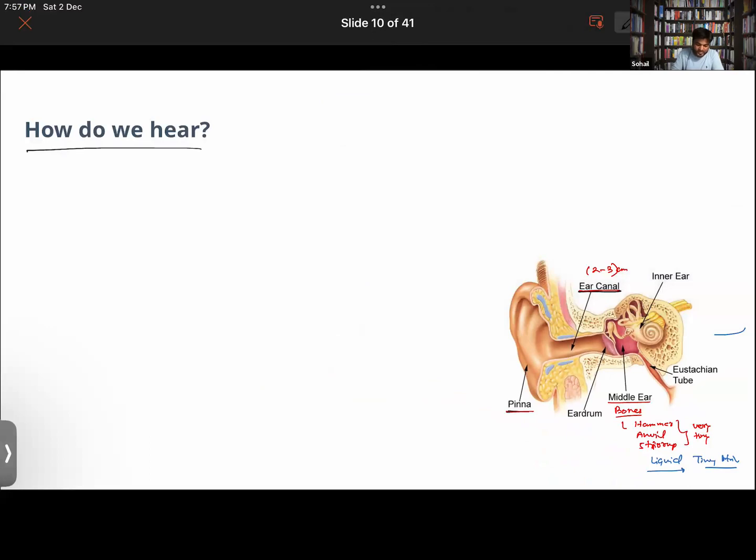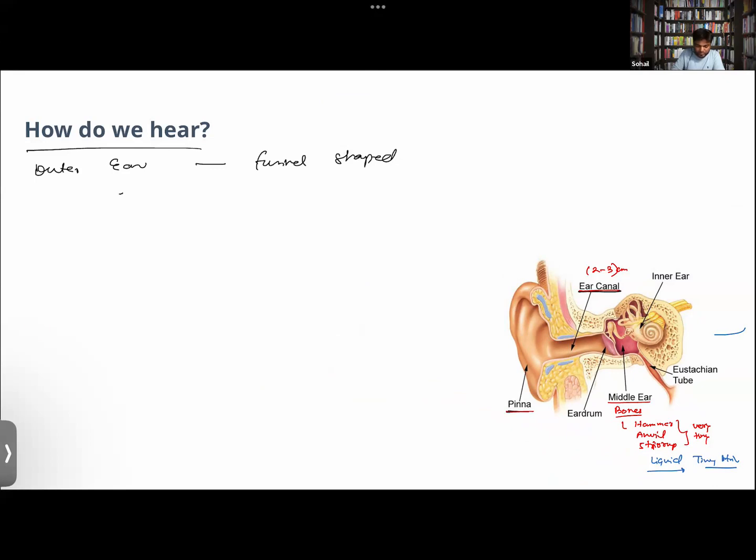So first thing is that outer ear, it's like a funnel shaped. Now we divide it into parts, so the human ear is divided into three parts. First one is the outer part, then the middle, and the inner.